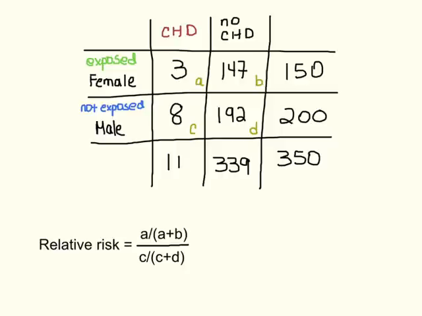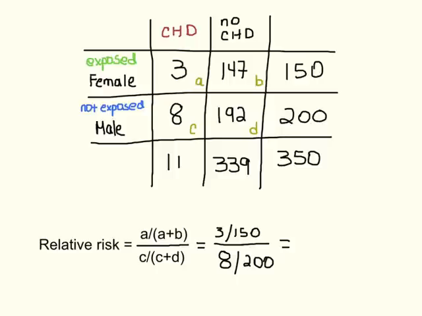So here's our formula again for relative risk, and we can just put the numbers into this formula using the letters associated with the cells. The numerator is the incidence in the exposed group, which is A over A plus B: the number of cases in the exposed over the total number at risk in the exposed, so 3 over 150. And then the incidence in the non-exposed is the number of cases, 8, for cell C, over the total number at risk in the non-exposed, which is 200, C plus D.